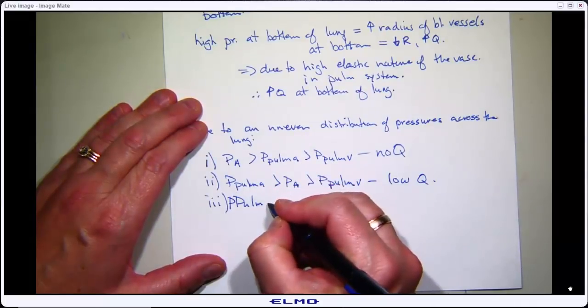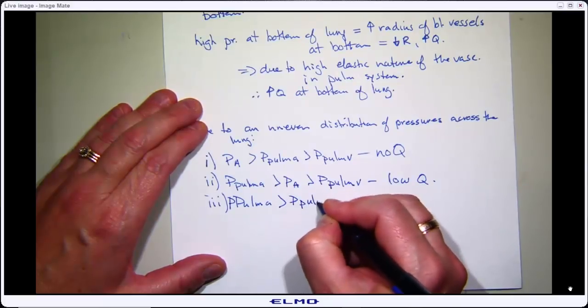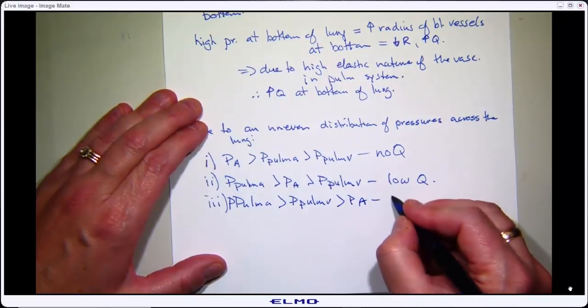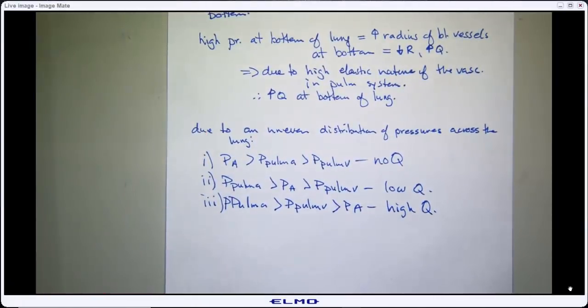So pressure in the pulmonary artery greater than pressure in the pulmonary vein is greater than pressure in the alveolus, we're going to get high flow. So those regions can exist now because we have this distribution of pressures across the lung.